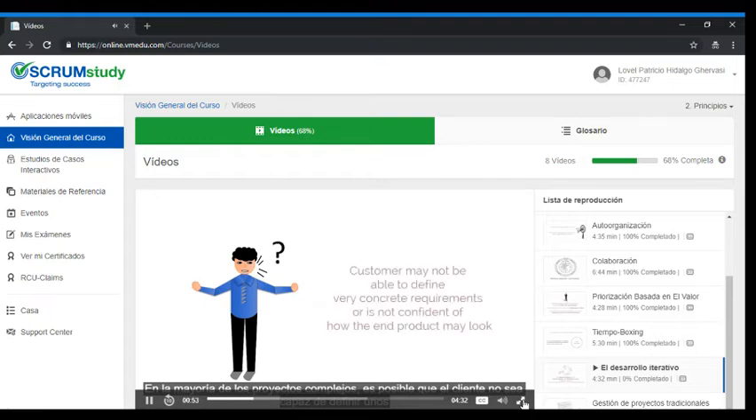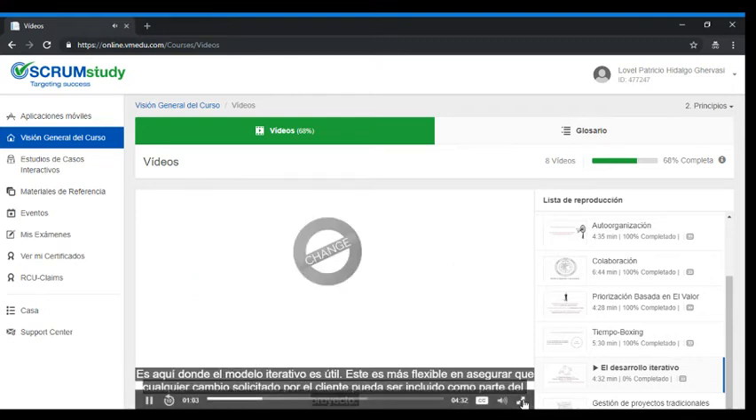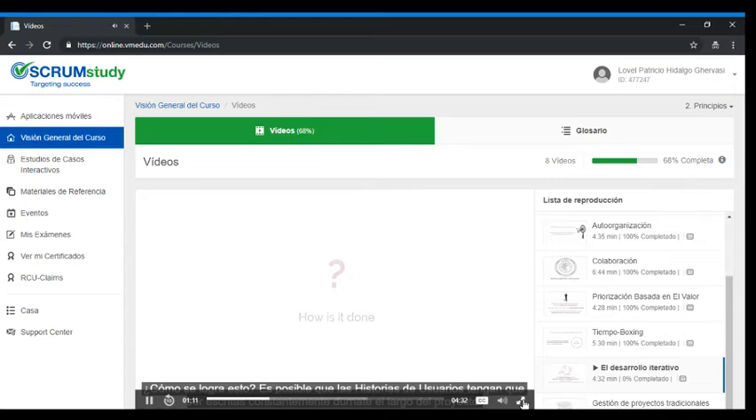In most complex projects, the customer may not be able to define very concrete requirements or is not confident of how the end product may look. This is where the iterative model comes to the rescue. It's more flexible in ensuring that any change requested by the customer can be included as part of the project. How is it done?